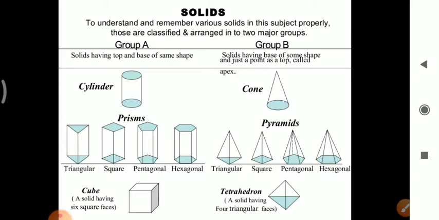Now I'll tell you what a solid is and how many types of solids there are, and then we'll go to the different types of solids and see how their nomenclature is done.